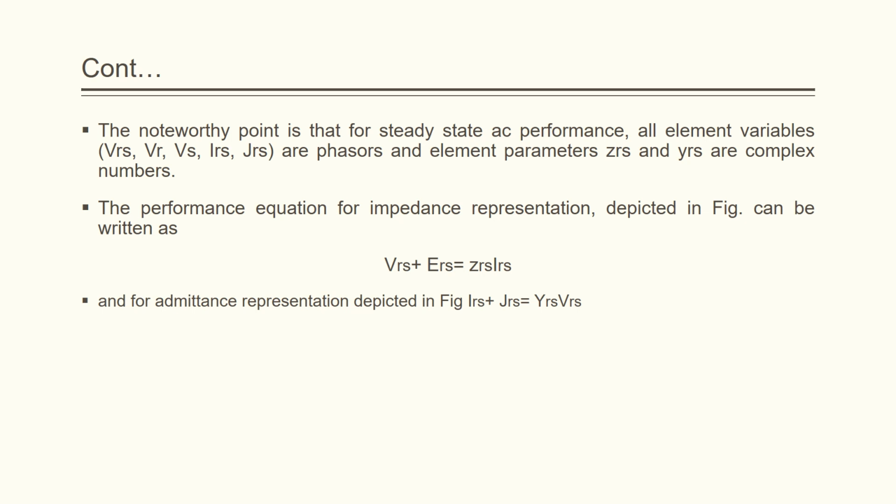The noteworthy point is that in steady state AC performance, all element variables VRS, VR, VS, IRS, JRS are phasors, and element parameters ZRS and YRS are complex numbers. The performance equation for impedance representation is given by VRS plus ERS is equal to ZRS into IRS. The admittance representation is given by IRS plus JRS is equal to YRS into VRS.